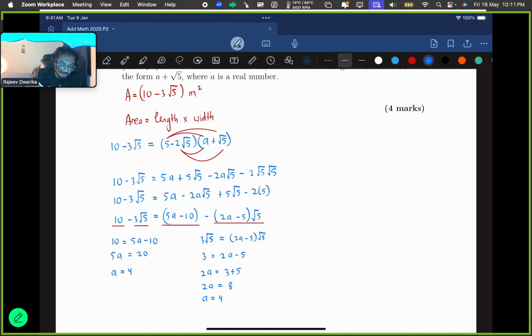Yes. With these kinds of questions, you want to get it in the exact same format on the left side and on the right side, so you can equate terms. This is like an advanced level technique. But you see, no matter how I find it, a is supposed to be equal to 4, right? Do you think I'd still get the full marks? Yeah, you'd still get the full marks.